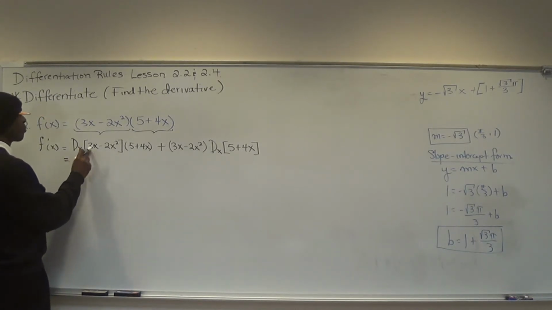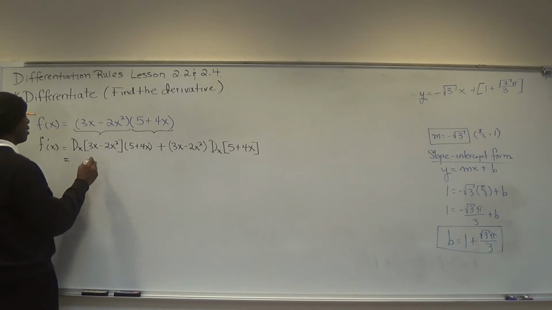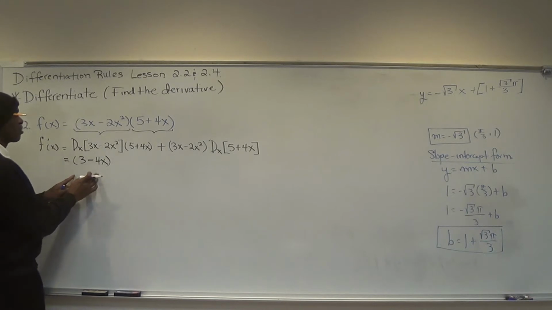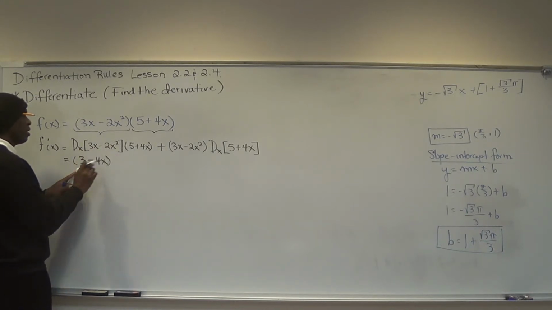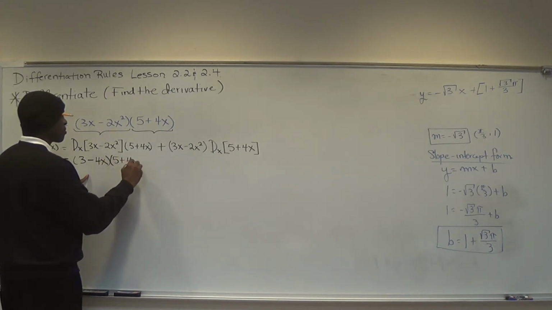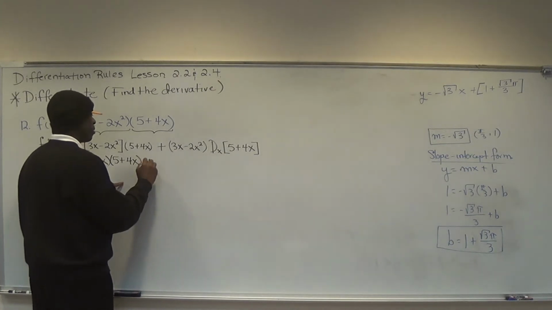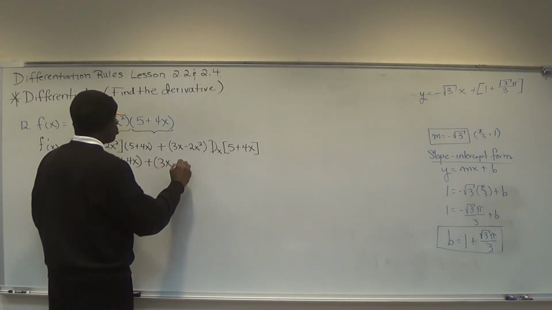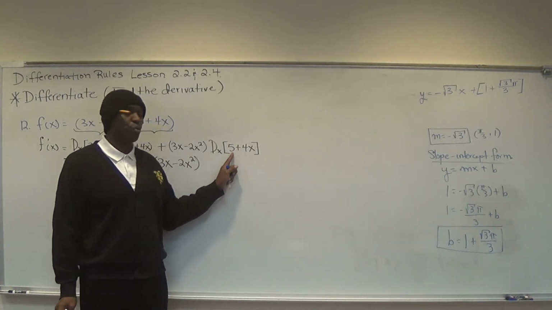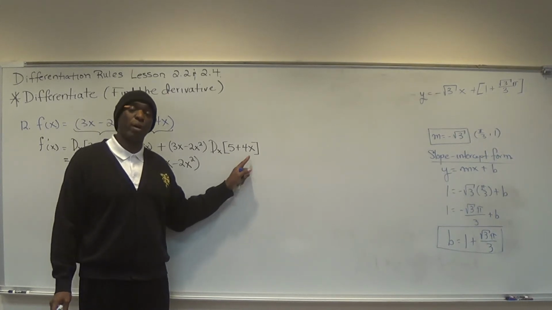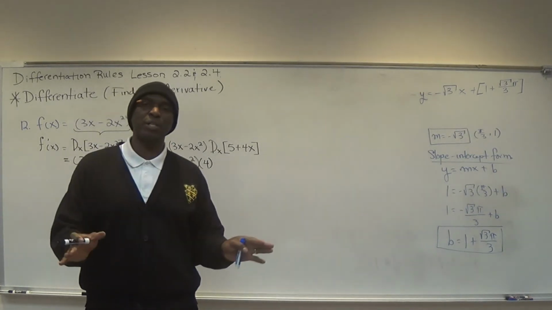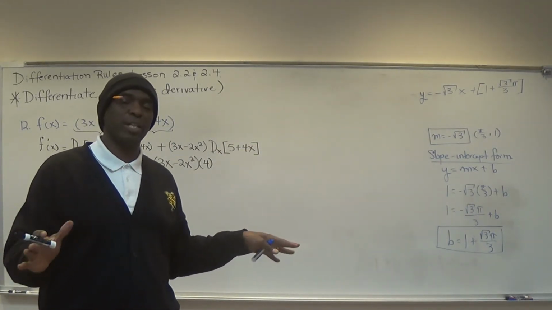All right, here we go. So the derivative of 3x minus 2x squared is 3 minus 4x, and that's going to be times 5 plus 4x. All right? Plus 3x minus 2x squared times the derivative of 5 plus 4x. Well, the derivative of 5 is 0, and the derivative of 4x is 4, so it's times 4. Okay? The calculus is done on this problem. All the calculus is finished.